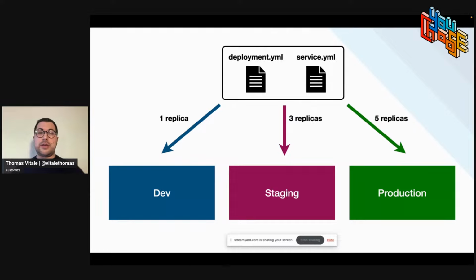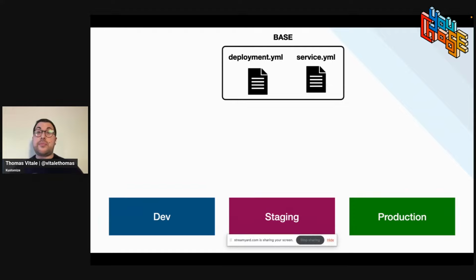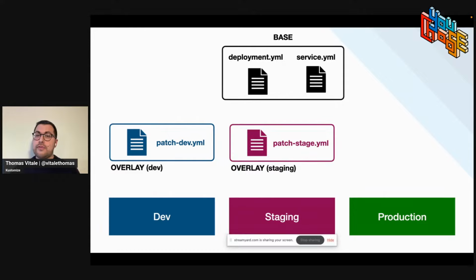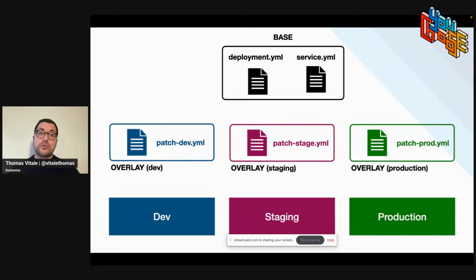First of all, we define our original manifests as the base. On top of those, we apply overlays. We create some patches in order to customize what needs to be different across environments, and we create an overlay for each environment: development, staging, and production. After that, with Kustomize, we can start from a base, apply the overlay on top of that, and finally deploy the result to the specific target environment.